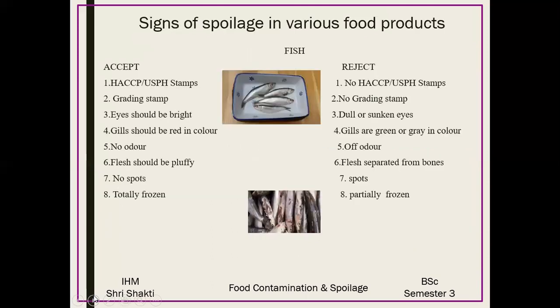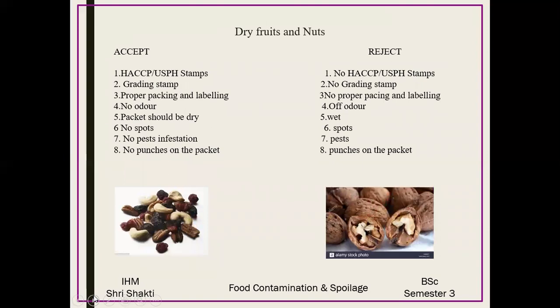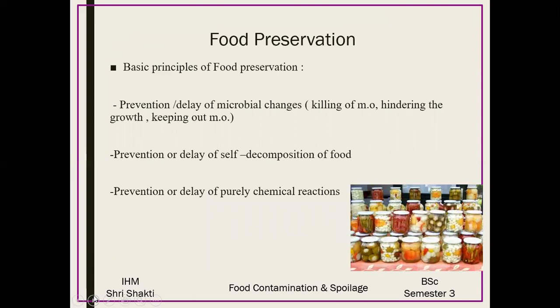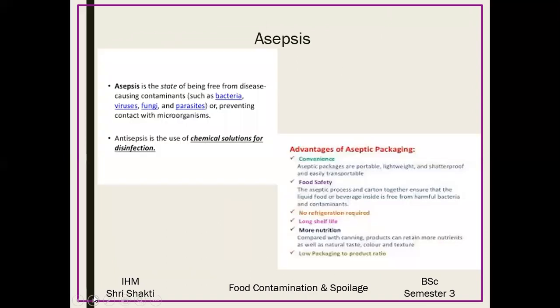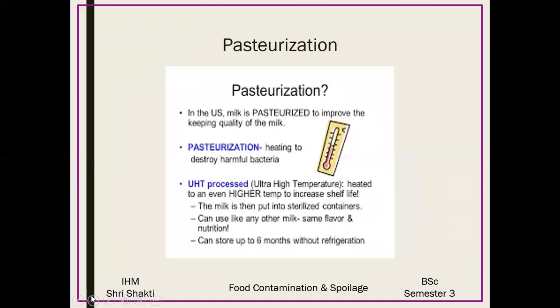So we have done the spoilage in various products like fish, meat and chicken, eggs, fruits and vegetables, dry fruits and nuts, dairy products, canned foods. The last topic, food preservation, to increase the shelf life, delay the chemical changes, and delay the cell decomposition of the food. We have followed 7 different methods of preservation, like asepsis, easy to transport, no refrigeration, long shelf life, more nutrients.